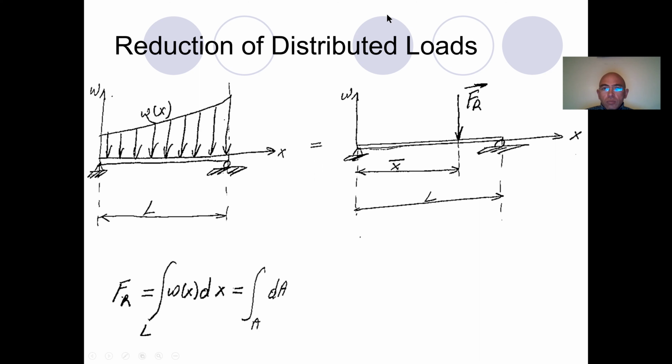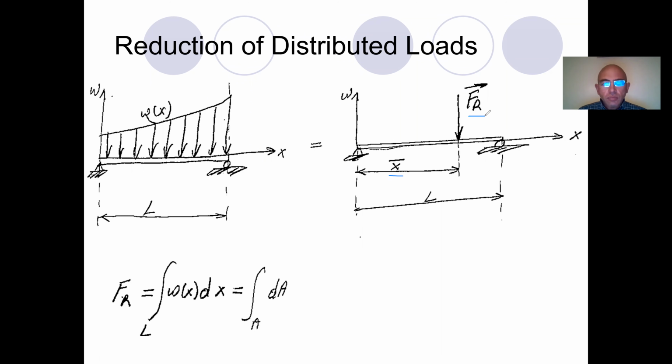Now, the point is, I want to determine the equivalent force and the point where it applies. I denote the point with x bar if the length of the beam is L, and the resultant force as Fr. So how can I calculate the Fr?